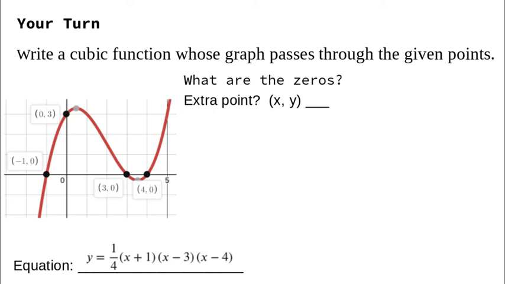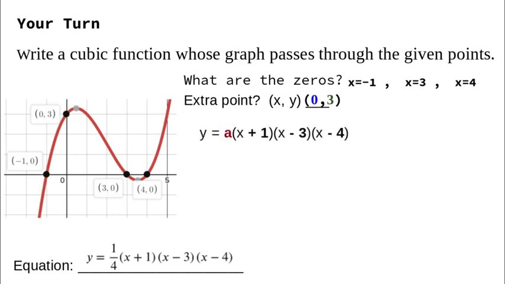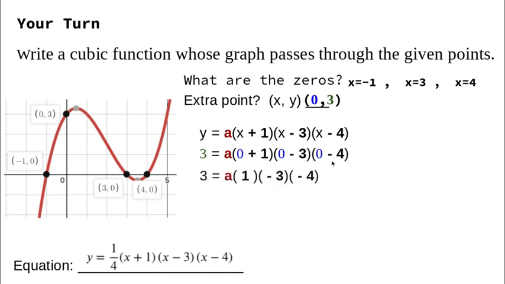All right, hopefully you did pause the video and give it a try. The zeros I see here are -1, +3, and +4. And the other extra point I see is (0, 3). Okay, so remember opposites again. You want to plug in to try to do the opposites. And now I'm going to plug in all the x values with 0 and the y values with 3. So it depends on the point. It's not always 0. So this is 1, this is -3, and -4.